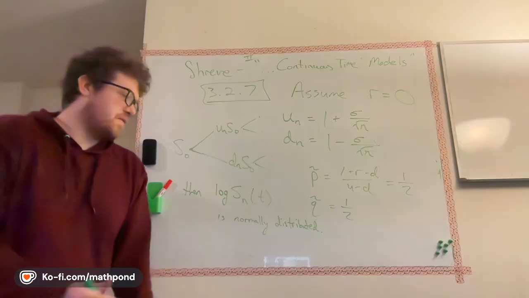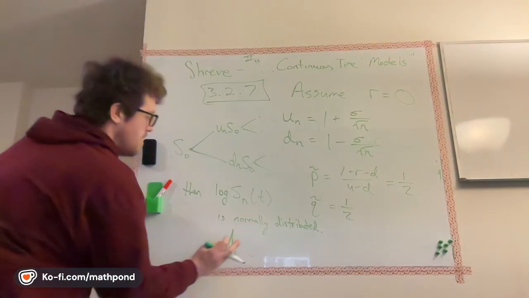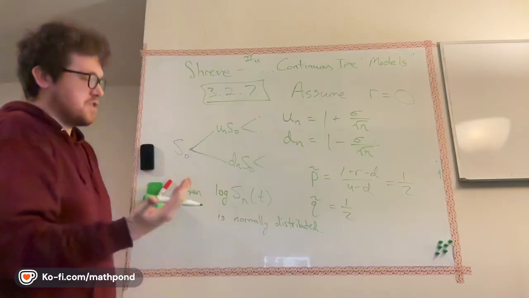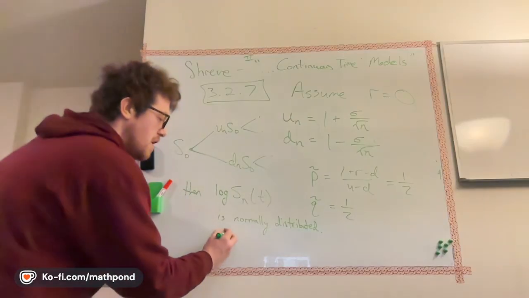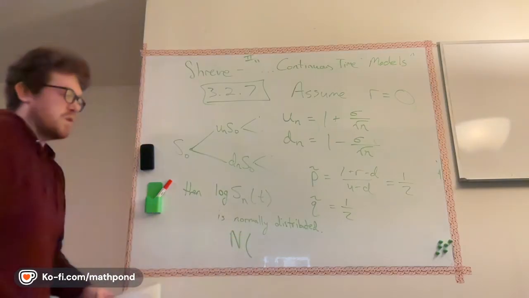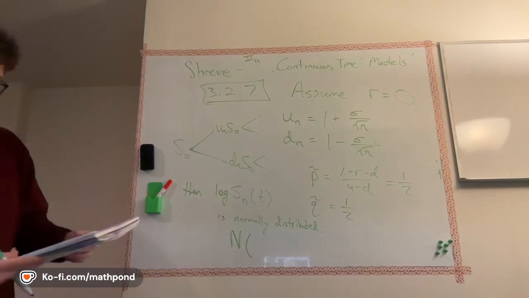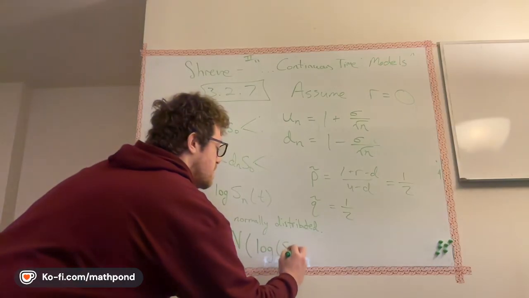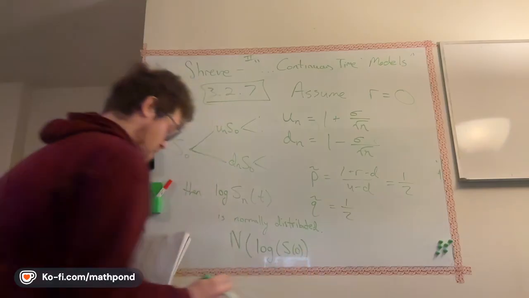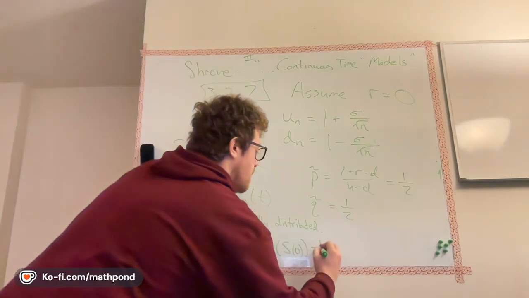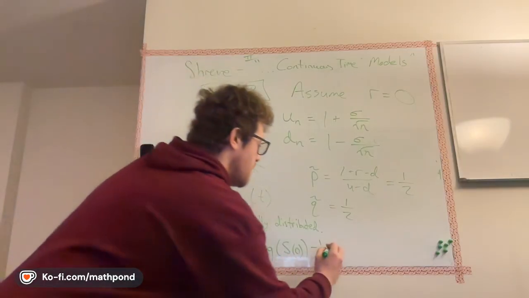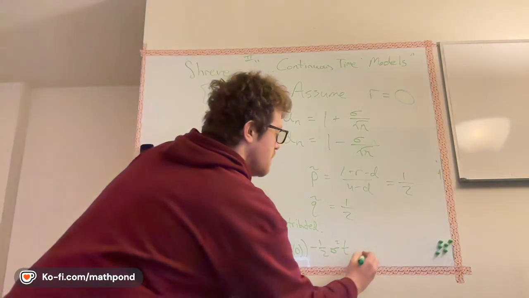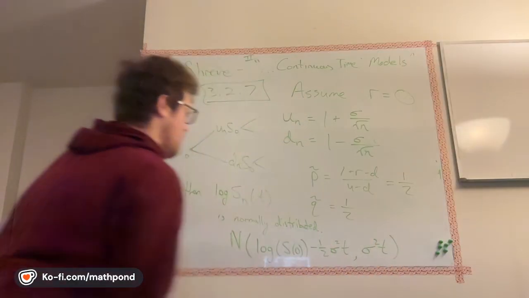And so if it's normally distributed, we should say what is the mean and what is the standard deviation, because for a normal distribution, that's basically all the information you need. So what's the mean for the log of the variable? It's log S0, and we'll look at this in a second, but it's log S0 minus 1/2 sigma squared t, and then the variance is sigma squared t.